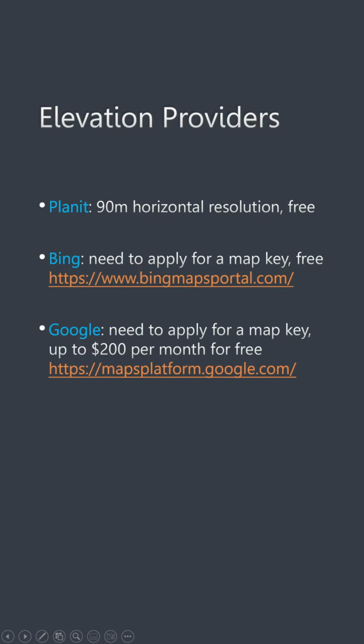Now, we're all heavy Planet users, and we only use around $50 to $100 per month, which is still well below the $200 limit. So why do we use different providers for the elevation? Because of the accuracy level. Generally speaking, the Google elevation is far more accurate than Bing, which in turn is more accurate than Planet.